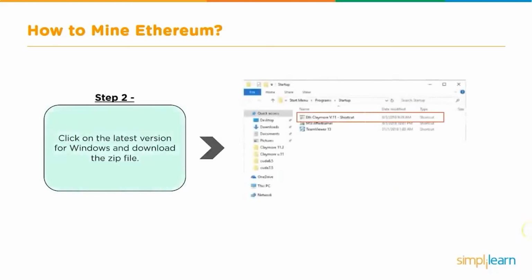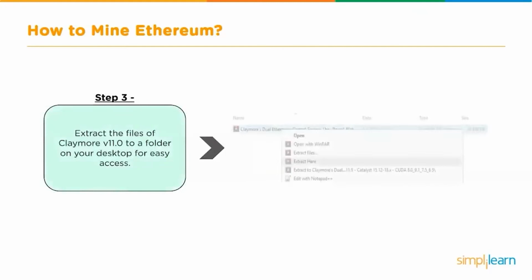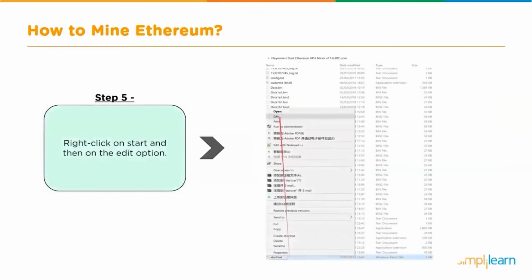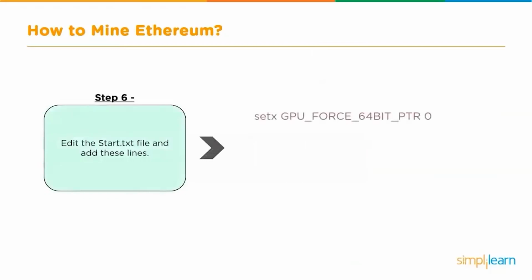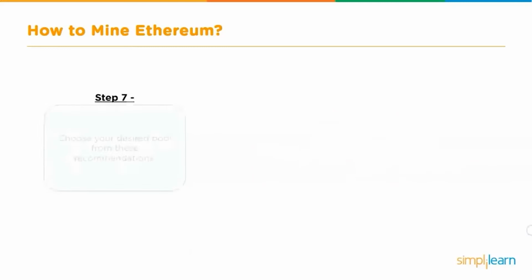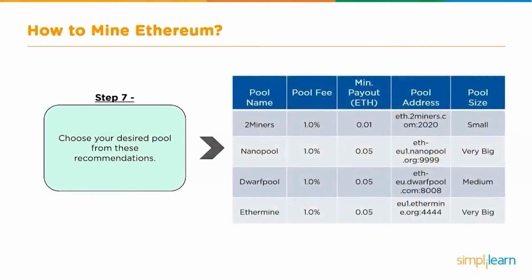Step 2. Click on the latest version for Windows and download the zip file. Step 3. Extract the files of Claymore 11.0 to a folder on the desktop for easy access. Step 4. Open the folder to have a look at the files. Step 5. Right-click on Start and then on the Edit option. Step 6. Edit the start.txt file and add these lines. Step 7. Choose your desired pool from these recommendations. You can also find better search results than these according to your region.